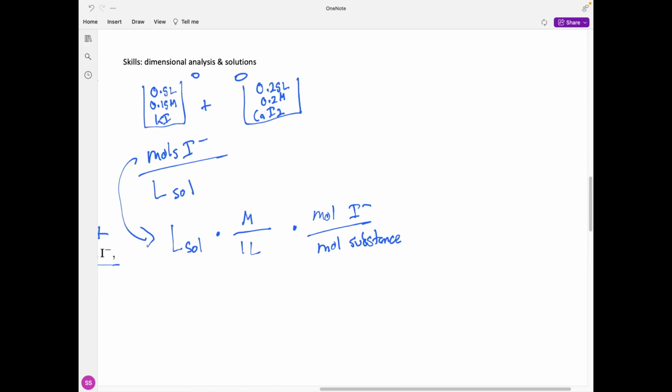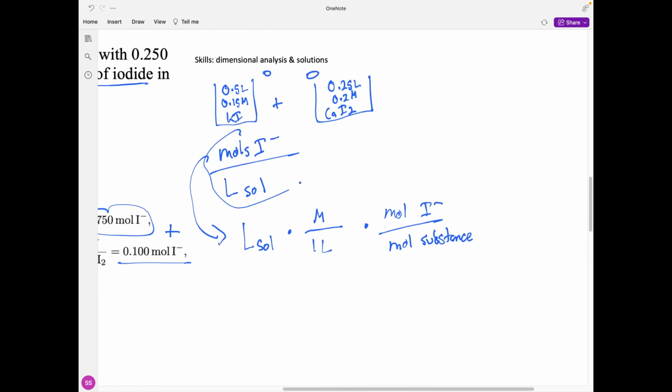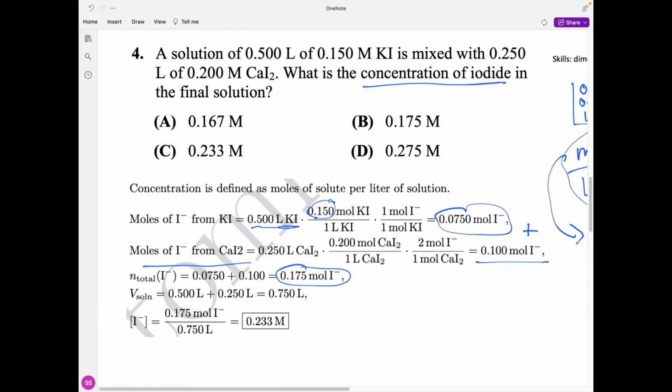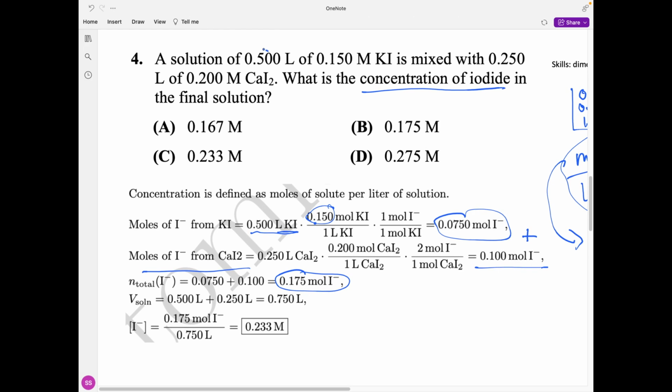And going back to the definition of concentration, we need to find the liters of solution. We have 0.5 liters up here and 0.25 liters up here, making 0.75 liters of solution. Dividing those two, we get 0.233 molarity. So that's going to be our answer.